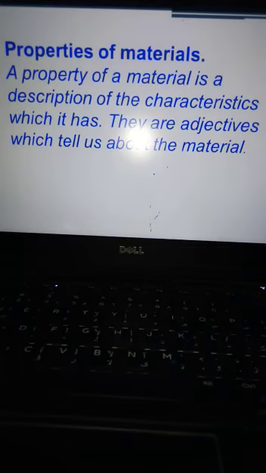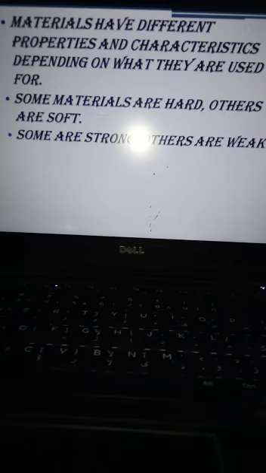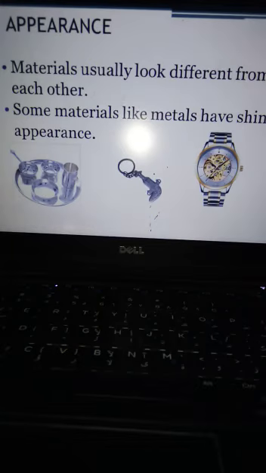Properties of materials. A property of a material is a description of the characteristics which it has. They are adjectives which tell us about the material. Materials have different properties depending on what they are used for. Some materials are hard, others are soft. Some materials are transparent, others are opaque. So we are going to see different properties of the materials.